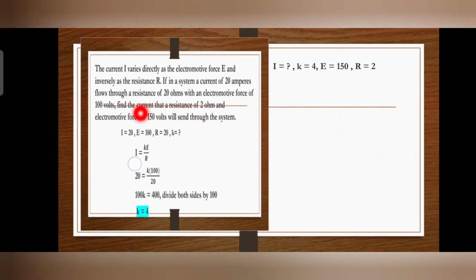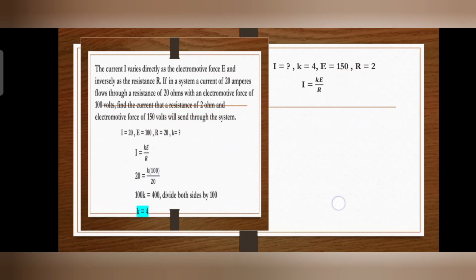Okay, dito na tayo sa second half. Find the current at resistance of 2 ohm and the electromotive force of 150 volts will send through the system. So, since hanapin natin yung I, so question mark yung I, ibig sabihin unknown, then K natin is 4. Then E, itong electromotive force of 150 volts. So, 150. Then, resistance of 2. So, R is equal to 2.